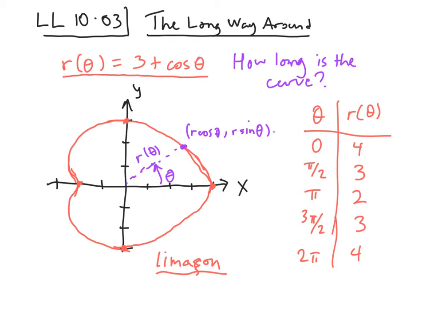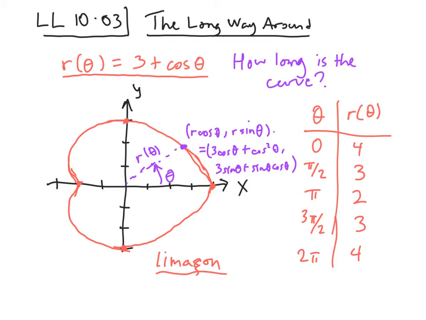Well, r, you'll remember, is determined by this function here. So that means that the coordinates of this point are going to be, oh boy, am I going to have room to write this? Let's see. Well, r is 3 plus cosine of theta. So the x-coordinate is going to be 3 cosine theta plus cosine squared theta. You know what? I'm just going to move on to the next line. The y-coordinate's going to be r, that's 3 plus cosine of theta, times sine theta. That's going to be 3 sine theta plus sine theta cosine theta. And those are going to be the coordinates of that point.